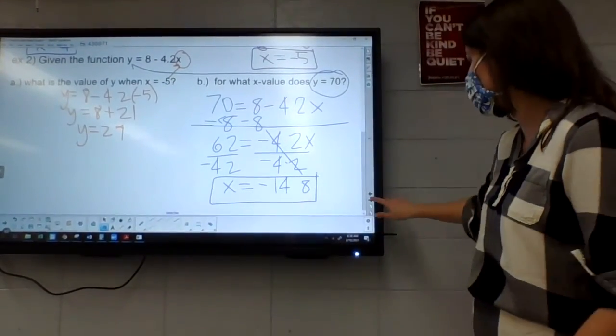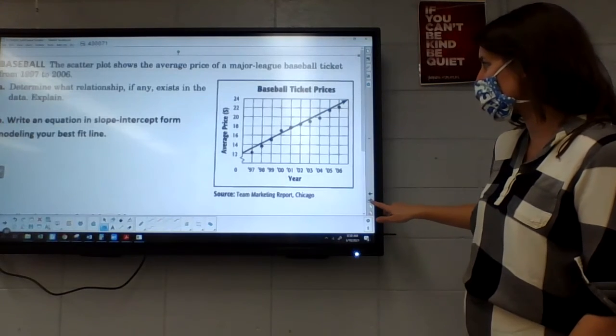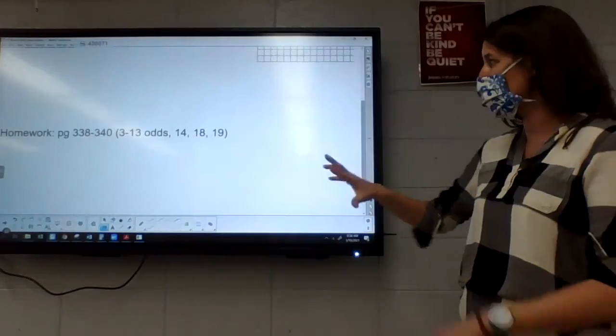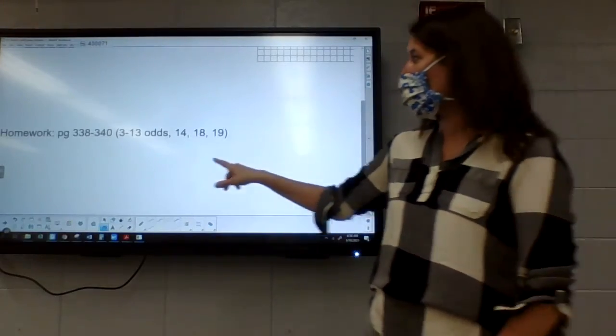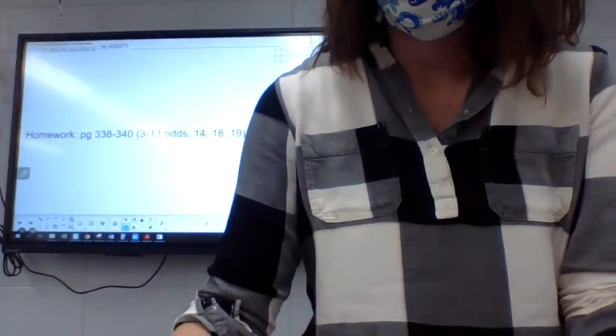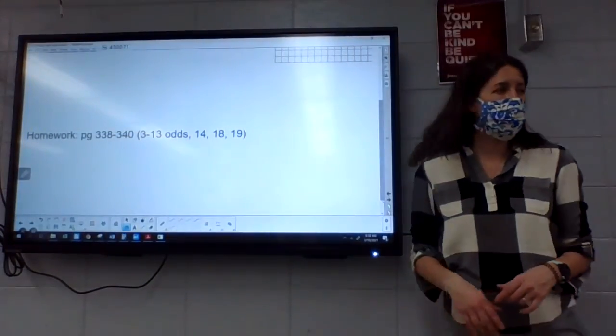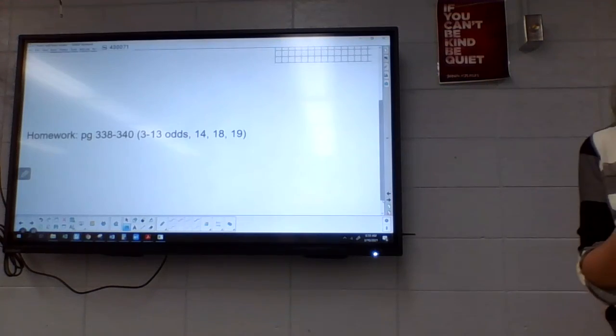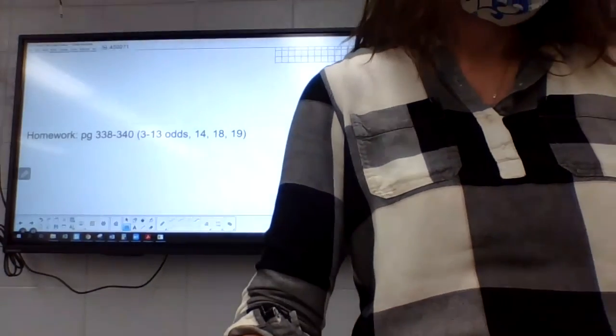So homework is listed here. Like I said, it's really a lot of what we did yesterday, so I don't think you should need any more notes at all. So 3 through 13 odds and then those 3. You probably need some graph paper, and I'm assuming you have half a sheet of graph paper left from last time. Any questions? All right.